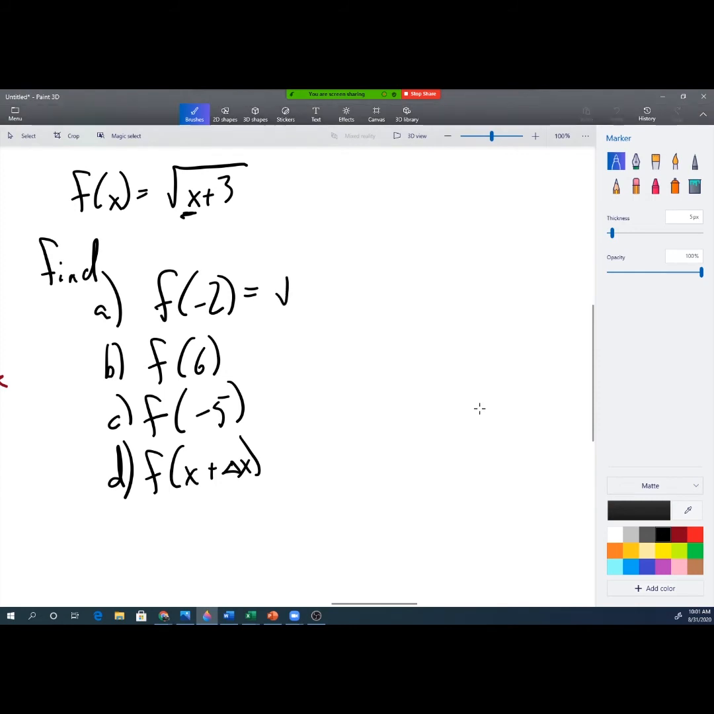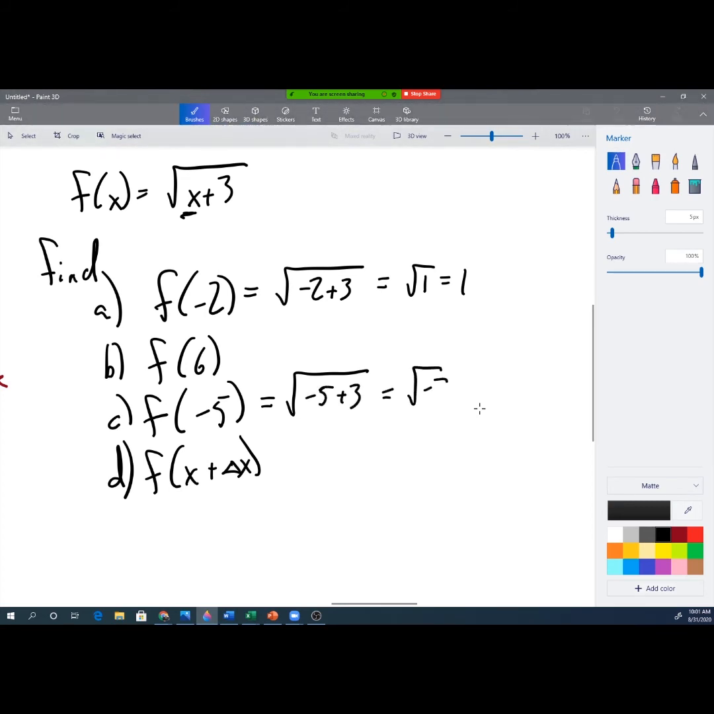That means that f of negative 2 would start out looking like this, right? And from there you'd go through and you'd simplify. And occasionally we'll have situations, depending on the function you're playing with, that technically, yes, this is an imaginary number, but imaginary numbers do not exist on graphs. So I would refer to that as a does not exist function.